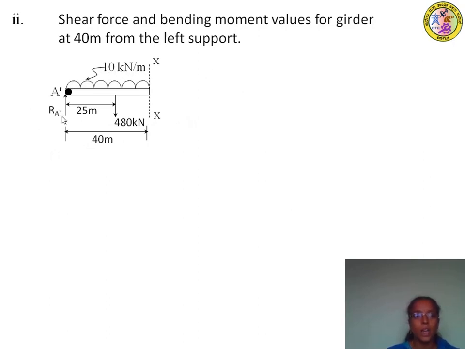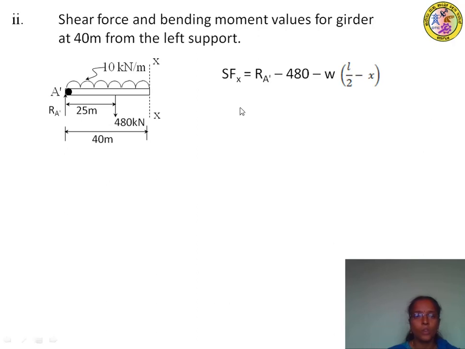So RA dash is 580 kilonewton. So now if you write the shear force equation, shear force at any section X is equal to RA dash minus 480. This is upward and this is downward, minus load intensity into L by 2 minus X. This equation is fixed. W into L by 2 minus X.